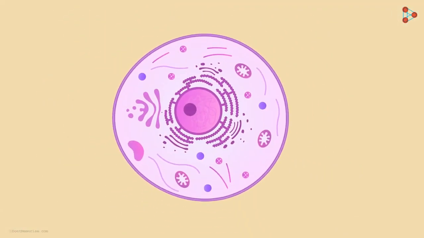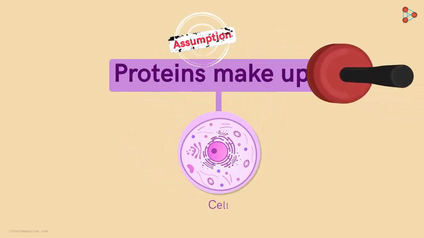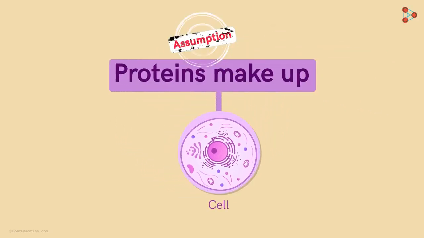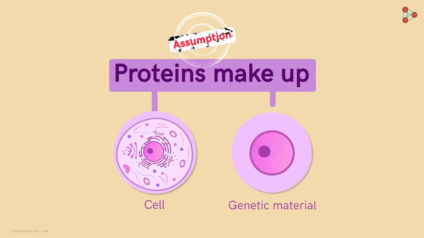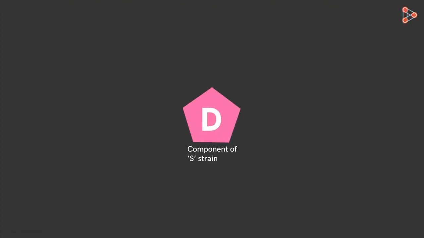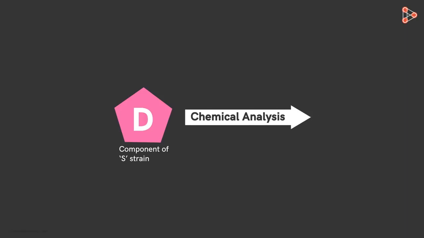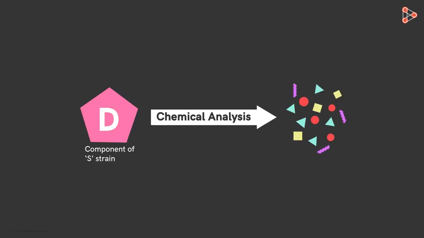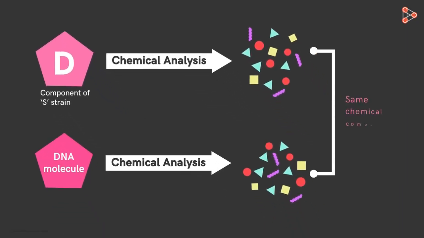In fact, people thought that proteins made up the cells. And it was also believed that proteins make up the genetic material. So this experiment was a huge breakthrough in genetics. Many tests were carried out to investigate this further, and the chemical composition of this transforming principle was found. It had components in the ratio that were found in the DNA molecules.